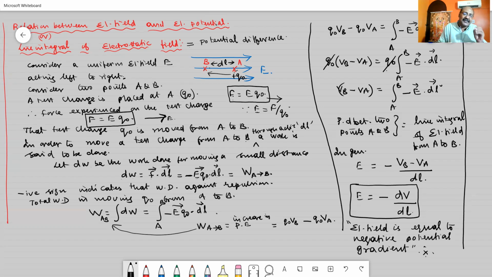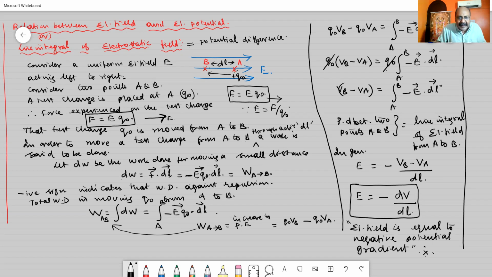What is the purpose of introducing the negative sign? The negative sign indicates that work is said to be done against the force of repulsion. So that is the work done in moving a test charge from one point to another point.